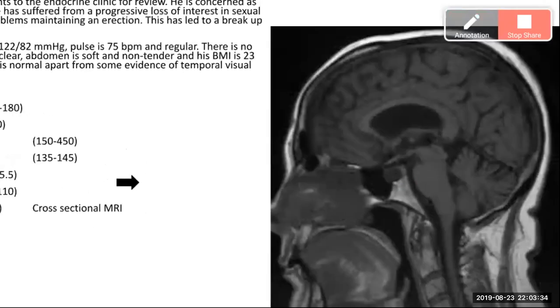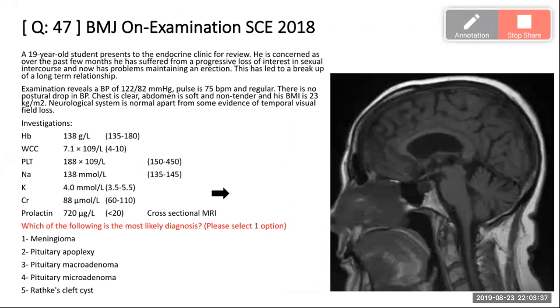So what is it? Which of the following is the most likely diagnosis? Meningioma, pituitary apoplexy, pituitary macroadenoma, pituitary microadenoma, Rathke cleft cyst. Yes, it is Rathke cleft cyst.